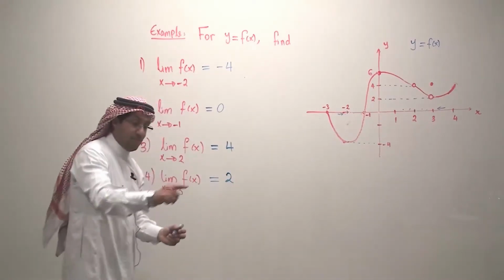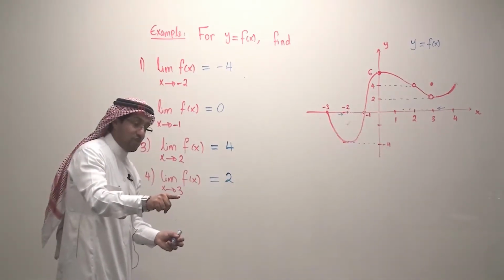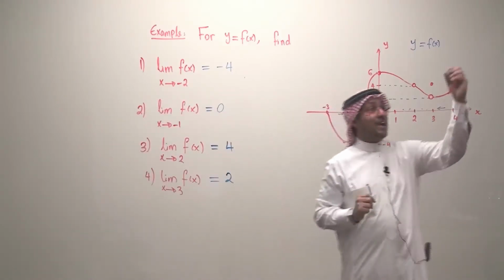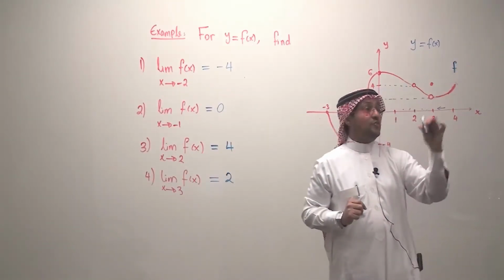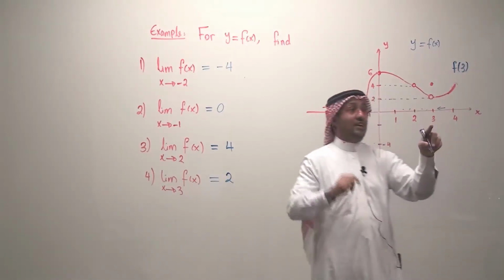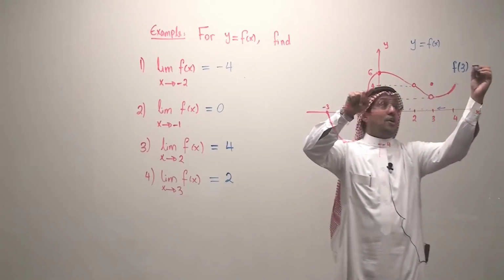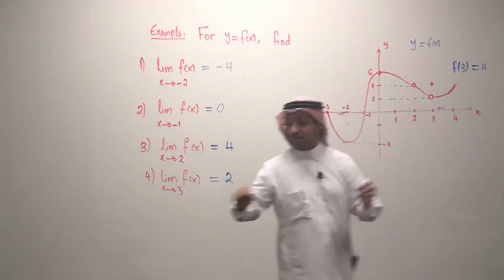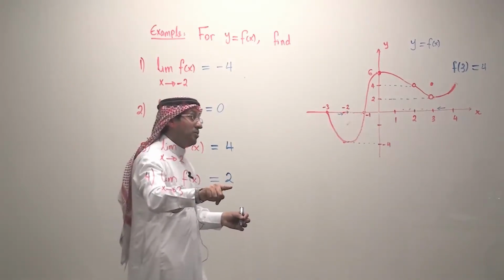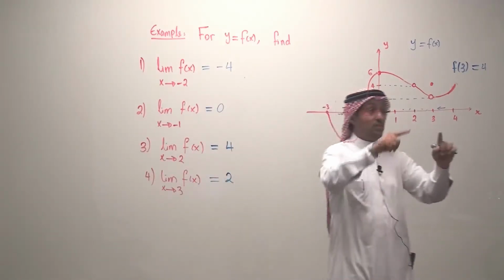So the limit of the function as x approaches 3 is in fact 2. Look here, what is the value of the function at this point? The value of the function at 3 is in fact 4. But the limit of this function as x goes to 3 is going to be 2. Basically, we ask this question.